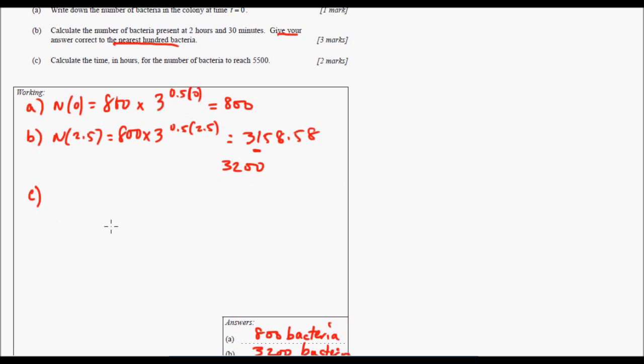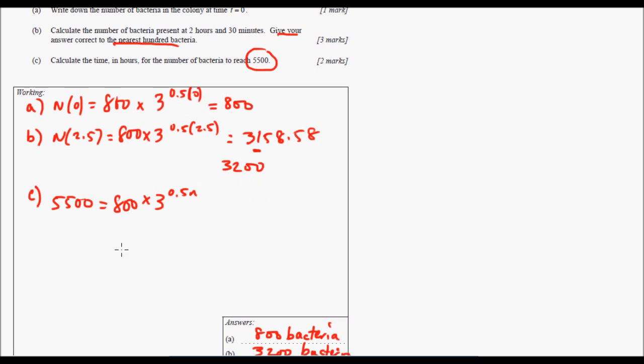I don't think they take off for that, but if you want to be a stickler about it. Now, calculate the time in hours for the number of bacteria to reach 5,500. Okay, these exponential problems always work the same way. They ask you to find a couple here, and then now they're giving us the y value. So we need to plug it into this side. So we're just going to do 5,500 equals 800 times 3 to the 0.5 n.